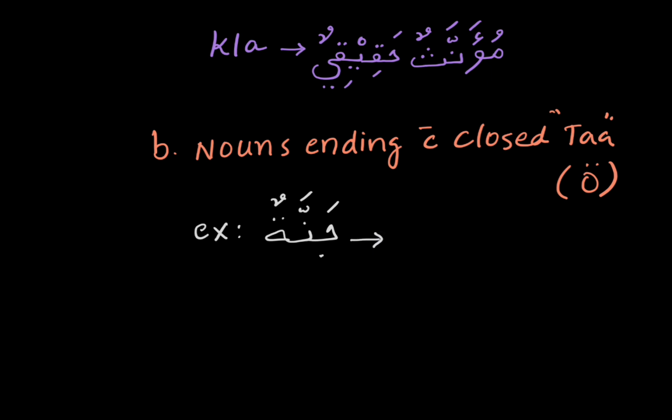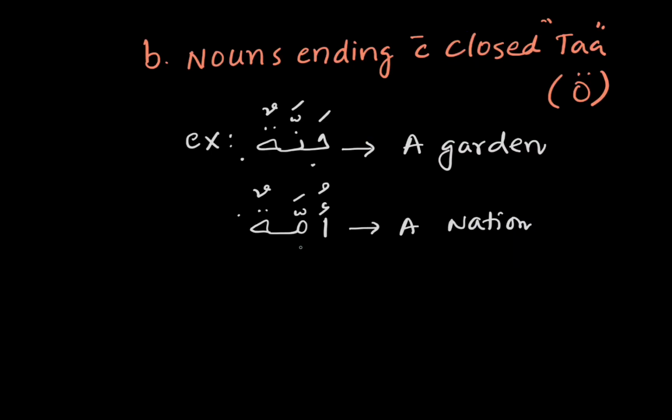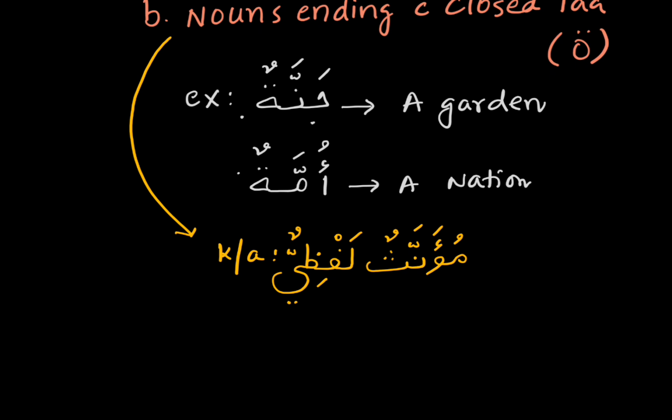What is the meaning of jannatun? Jannatun means a garden. Now, the second example, ummatun. It also ends with a closed ta, that is tal marbutatu, so ummatun is also a feminine noun. Ummatun means a nation. Such nouns which end with a closed ta are known as muannas lafzi.